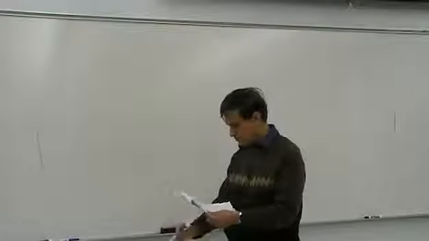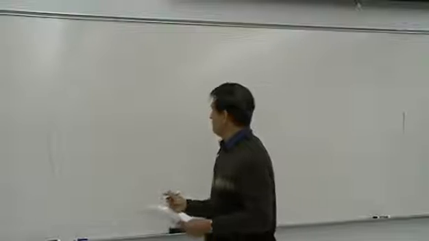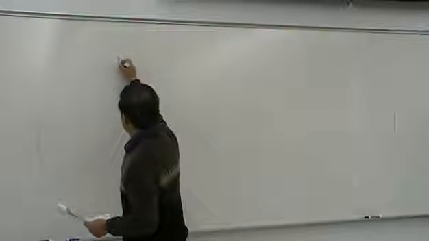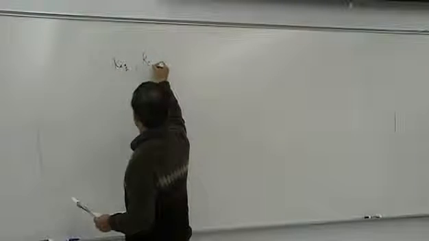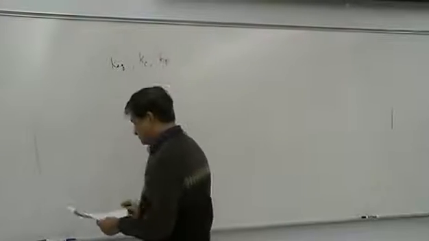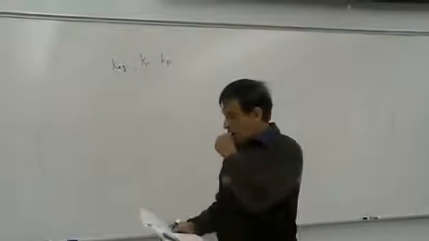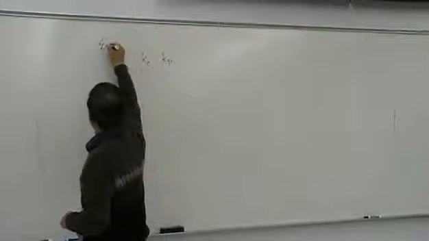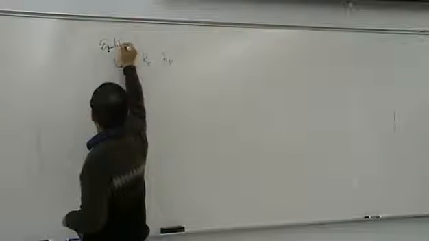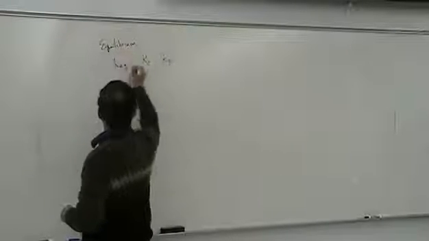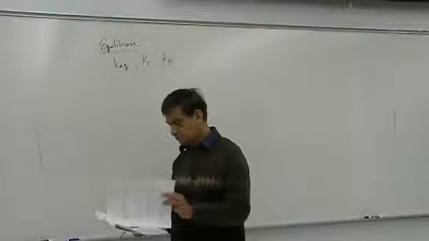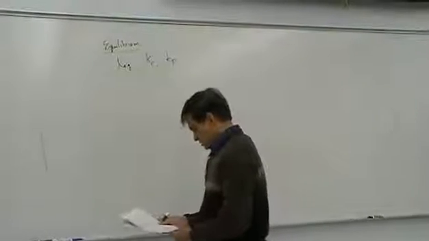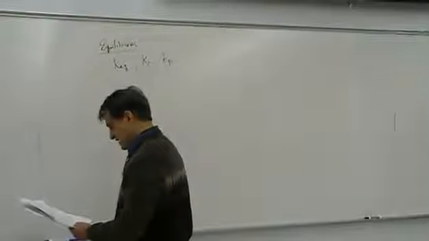Next, I'll go over another example where we're going to define K equilibrium, Kc, and Kp. Now, what is equilibrium? Let me first explain what is equilibrium. Equilibrium, Kp, and Kc. Let's go over a particular reaction.